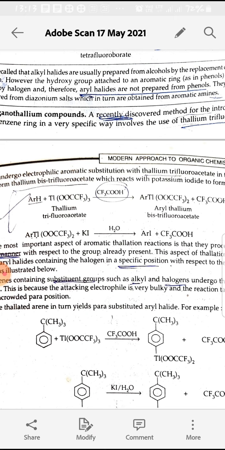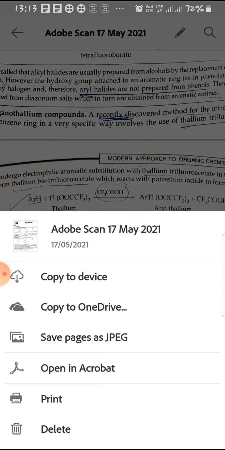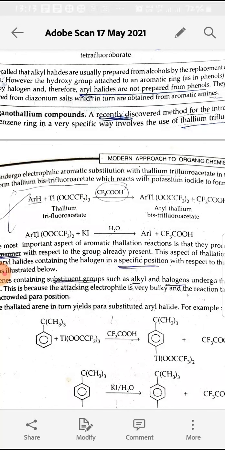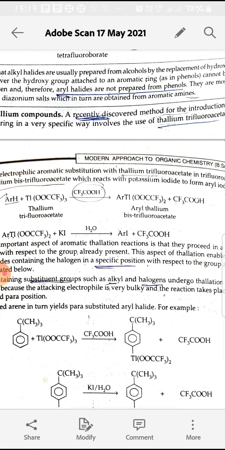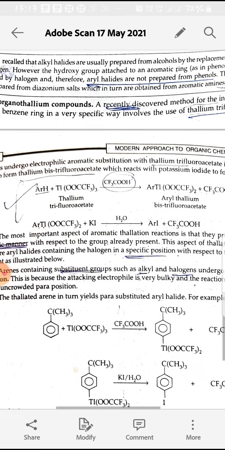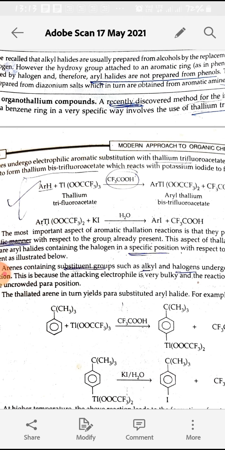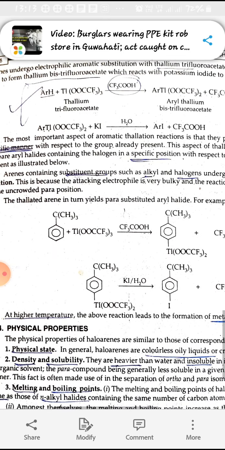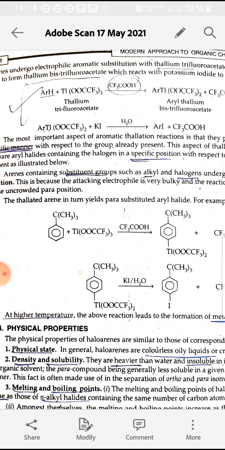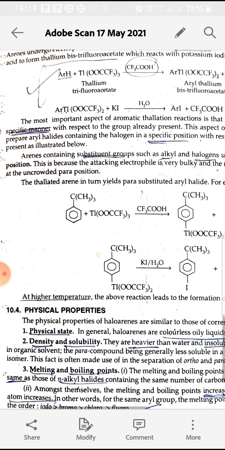In presence of trifluoroacetic acid, firstly in the aryl group, the benzene, hydrogen is replaced by the thallium group, and then the aryl thallium has two groups attached, with removal of CF3COOH. Finally we add KI in presence of water, and we obtain iodobenzene plus removal of CF3COOH. And the most important aspect of this reaction is that we obtain the products in a specific manner, at a specific position.